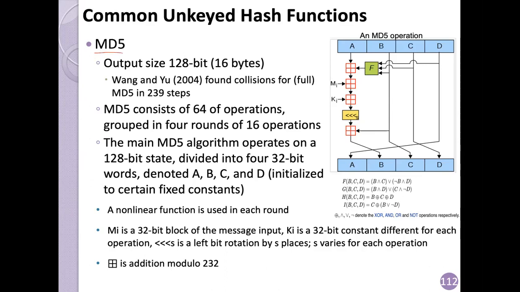MD5 is one of the hash functions which was widely used. In 2004, a collision was found and reported by two researchers, Wang and Yu. How it works: it consists of 64 operations. Here, what you see is one operation. These 64 operations are grouped into 4 rounds, and each round has 16 operations in it. And it generates output of 128 bits.